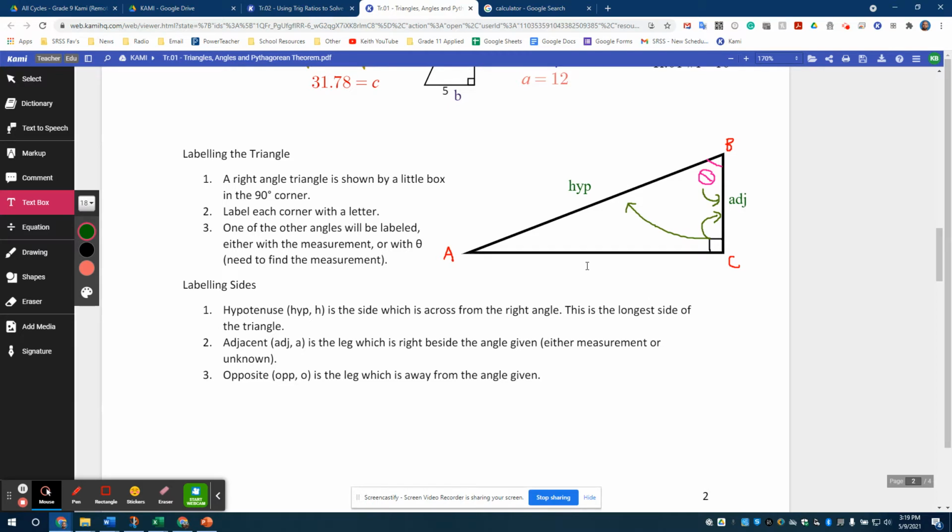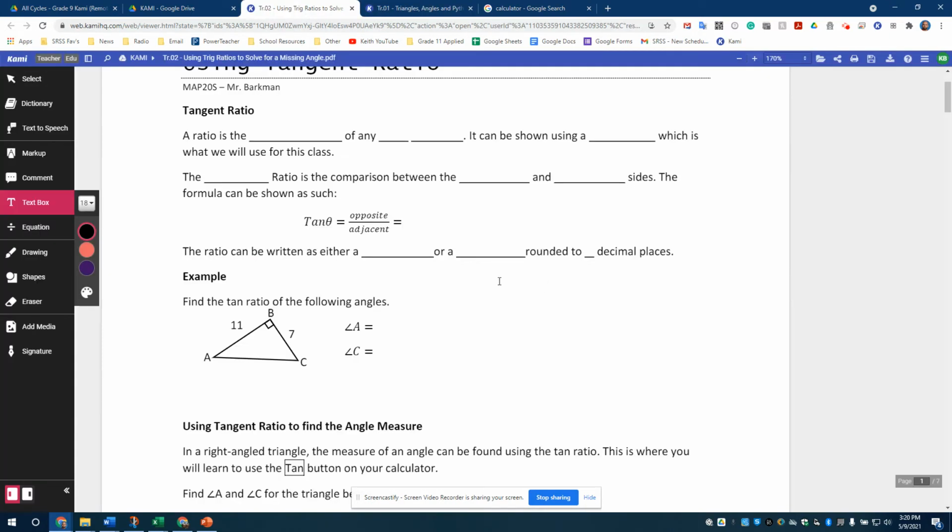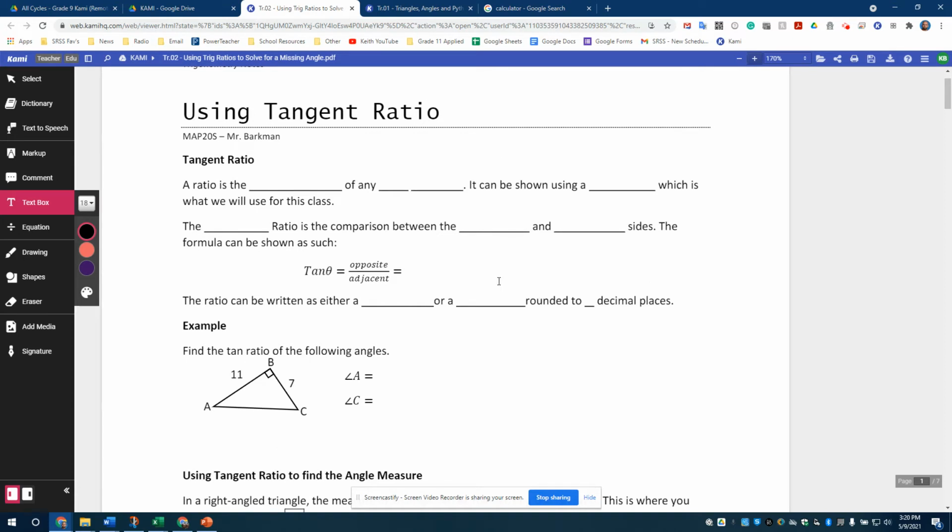That means that the other side is going to be our opposite. This is the side that is not touching the angle. Okay, it's away from the given angle that we have. So it's away from B in this case here. So that is our opposite side. Now the way we label this is very important as we move into our next part of the lesson. I'm just going to slide over to that next part of the lesson, and that is using tangent ratio. Okay, using tangent ratio.